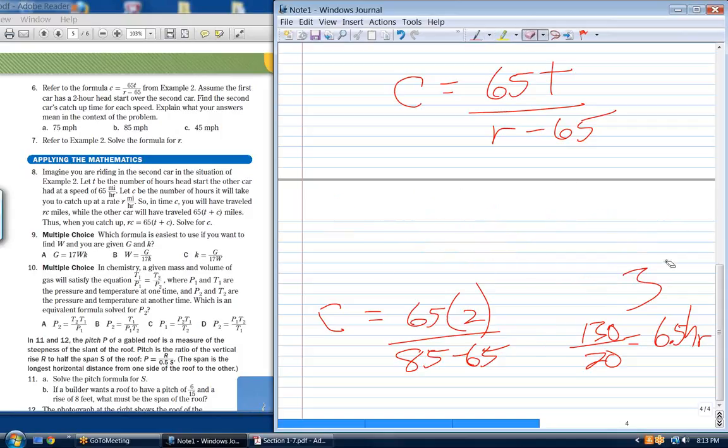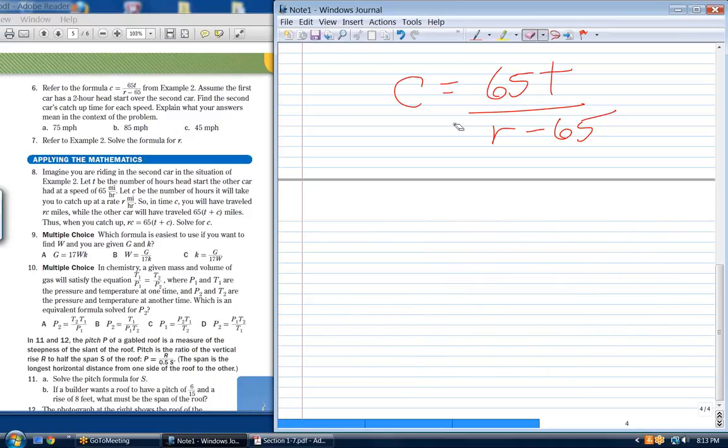Now number 7 says solve the equation for R. So let's manipulate this and isolate R on one side and everything else on the other. So what's our first step? We've got 3 variables. We got a C, we got a T, and we got an R. So what is the C? C is just the catch-up time, but it's just a variable. In other words, to do number 7, they want us to solve this formula for R. Right. So let's do that.